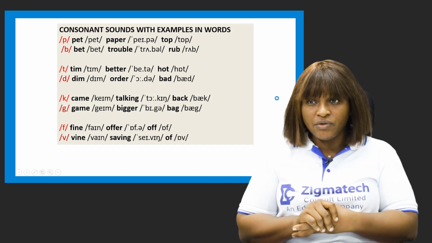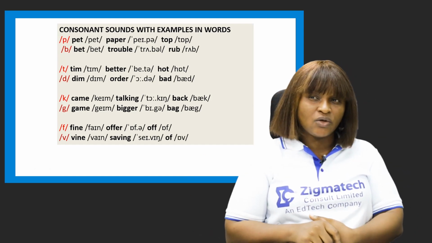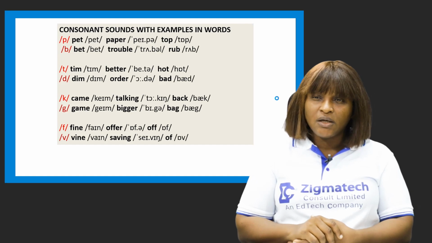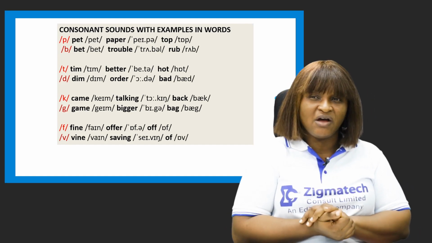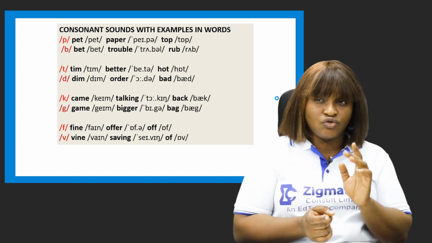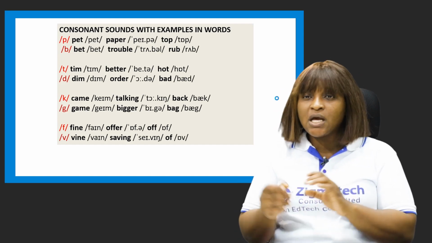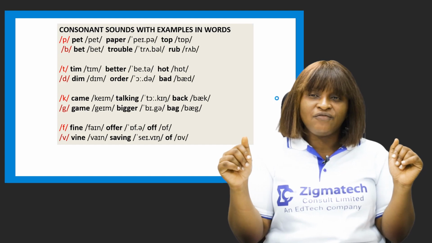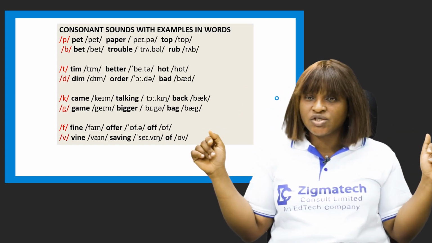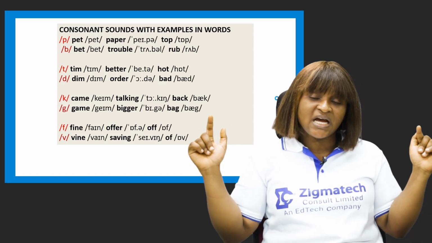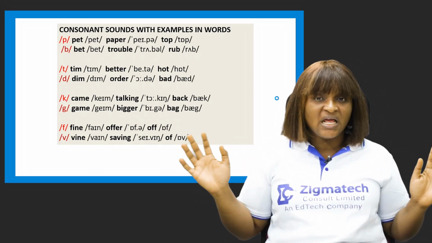Now let's go to the real thing, and that's consonant sounds with examples in words. Now we have the P sound. That's the first sound we have there. Let me stress one thing, that sounds are put in slashes. If you write P without putting the slashes, without having the sound inside the slashes, it's assumed to be a letter.